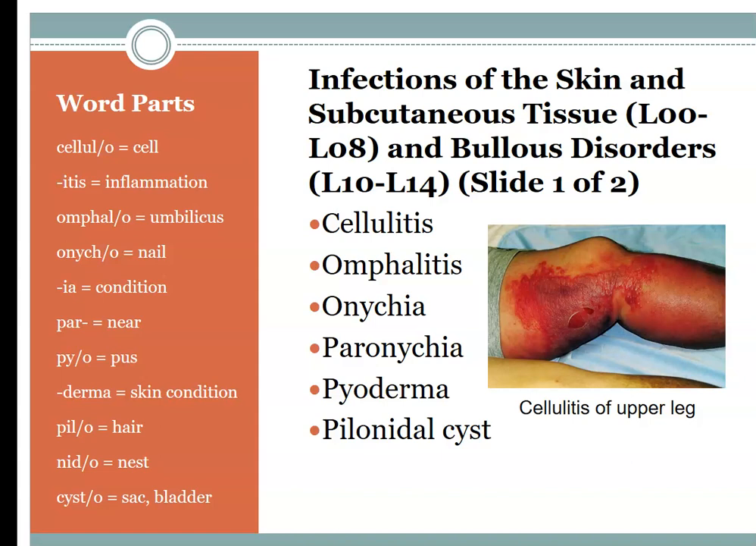And you've got your word parts. Cello is cell, hyphen itis equals inflammation. Omphalo is umbilicus. Onycho is nail. Ia is condition. Para is near. Pyo equals pus. Derma is skin condition. Pilo equals hair. Nido equals nest. And cysto equals sac or bladder.